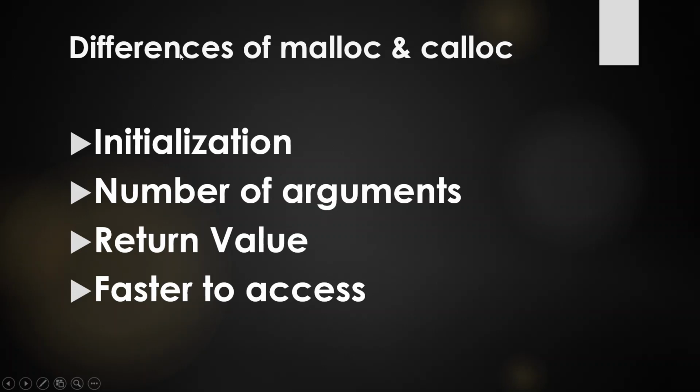These are the major differences between malloc and calloc. We'll look at initialization: how malloc is initialized, how calloc is initialized, how many arguments are passed to malloc, how many arguments are passed to calloc, what the return value of malloc and calloc is, and which is better to access, malloc or calloc. We'll discuss these main differences in the further slides. These are the 4 major differences between malloc and calloc. Clear?